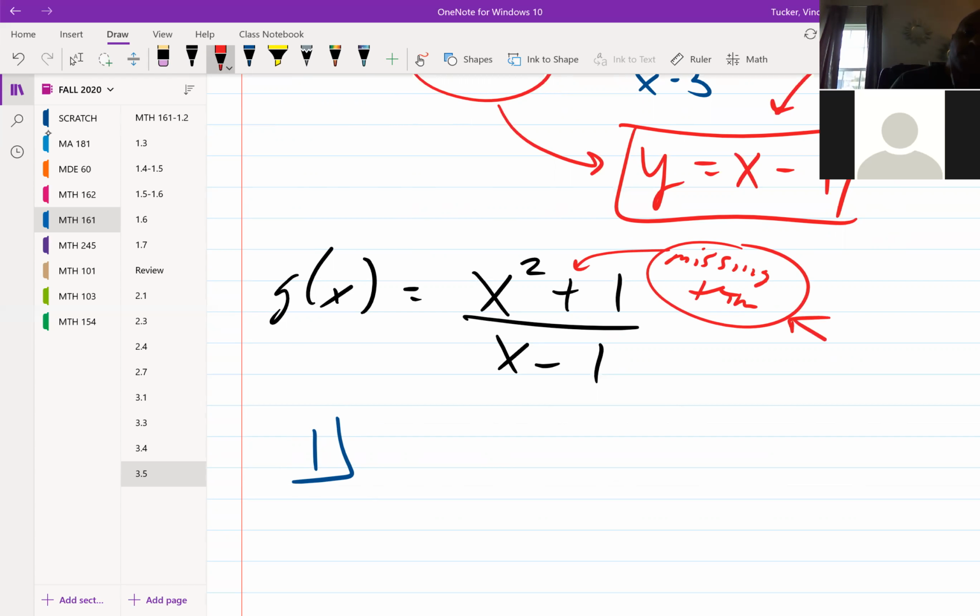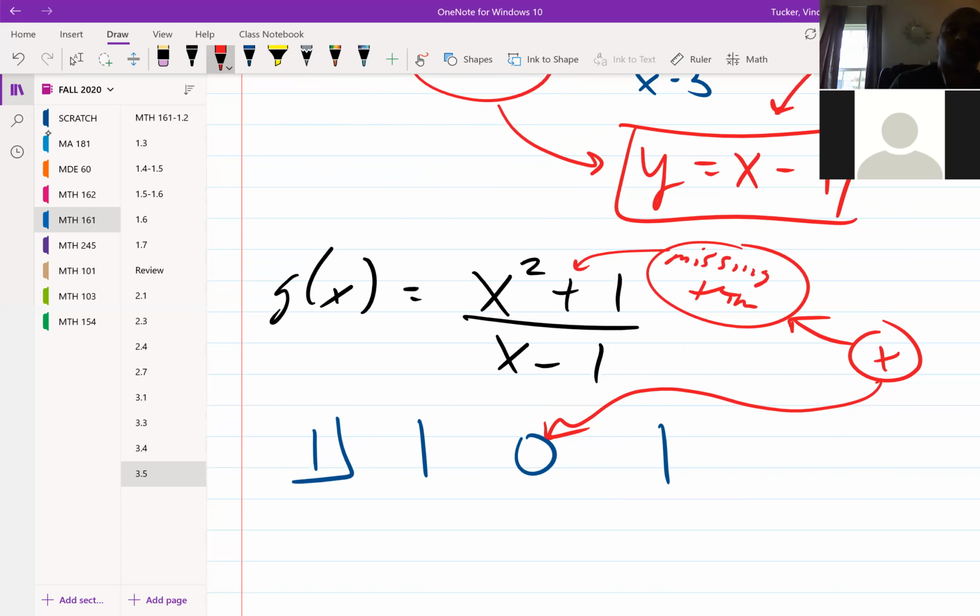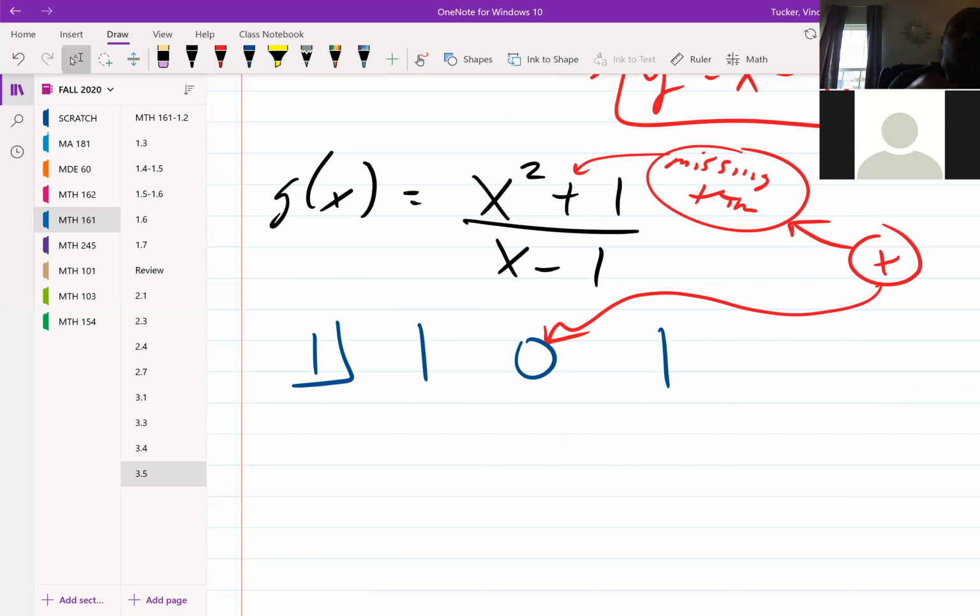And that missing term is x. We went from x squared to no x at all. So you have to give an account for that when you write down your coefficients. So you have 1, 0, and 1. And this is that missing x term right here. You have to give an account for that with a placeholder.